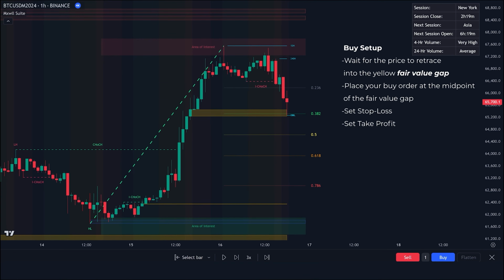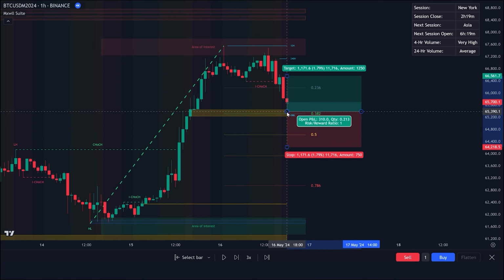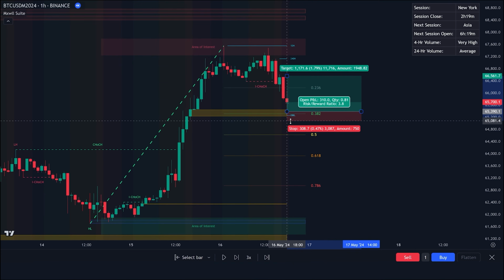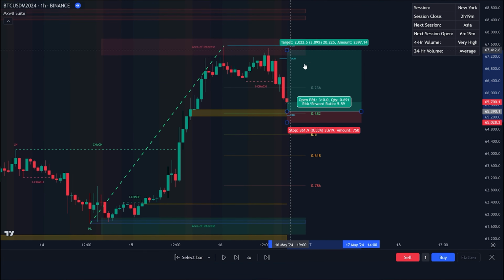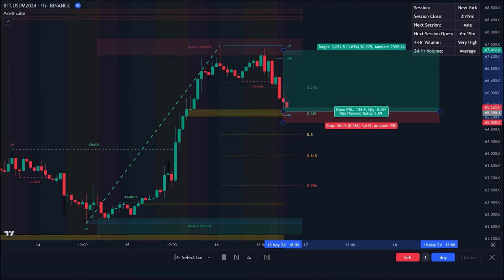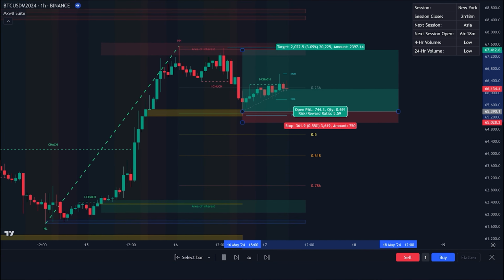For the best buy trade entry, wait for the price to retrace into the yellow bullish fair value gap. Look to enter the trade at the midpoint of this gap. Place your buy order at the midpoint of the yellow bullish fair value gap once the price retraces into it. Place your stop loss just below the fair value gap candle. Set your take profit based on a favorable risk-to-reward ratio, considering your risk tolerance and current market conditions. Here is the result.